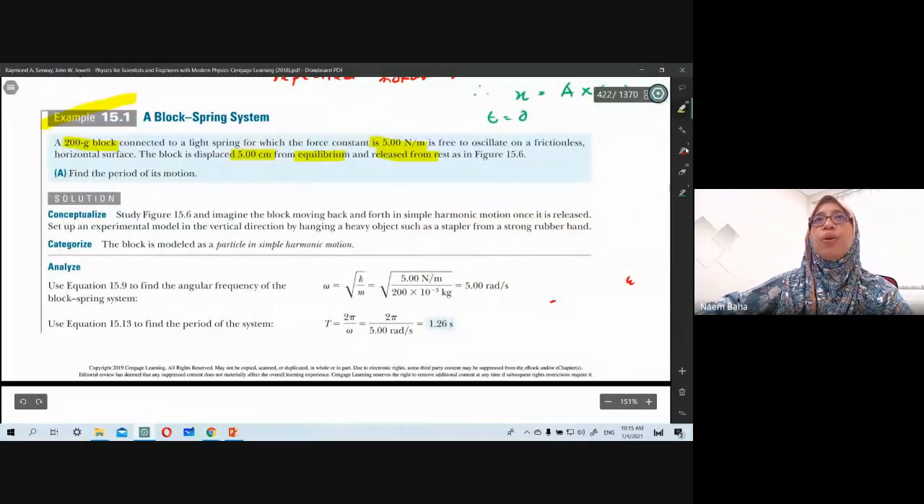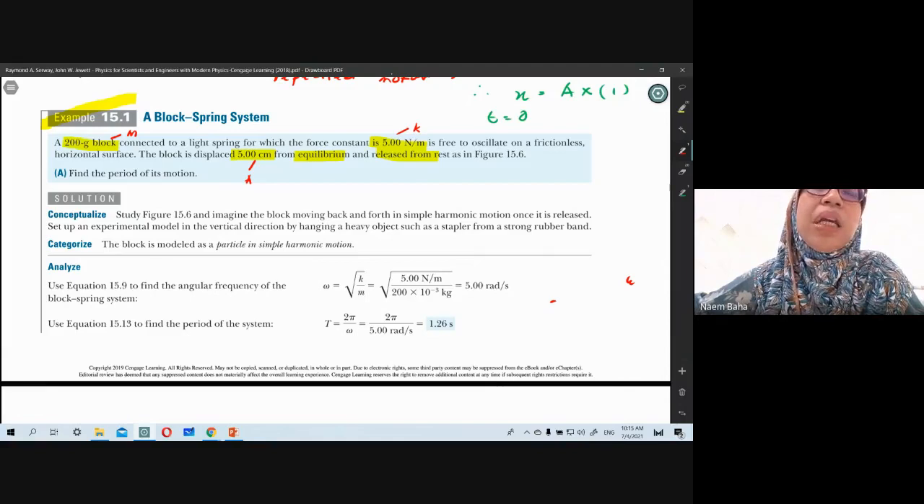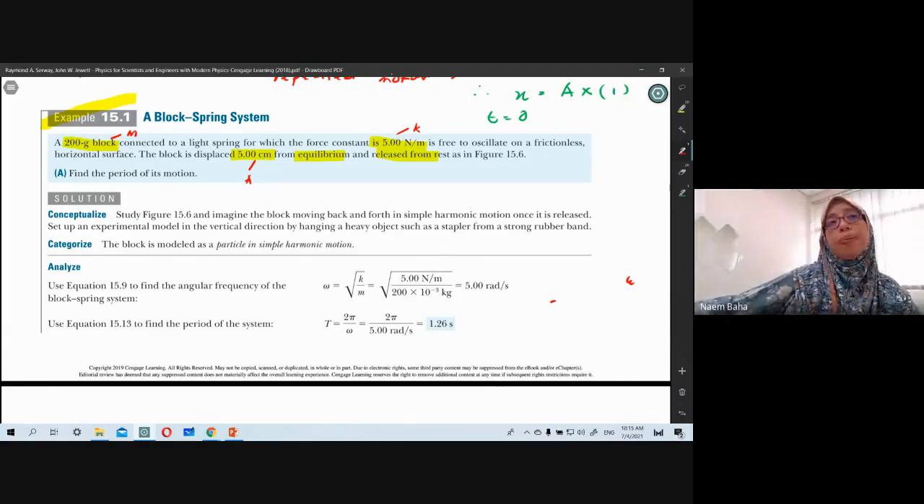Alright, and therefore, let's jot down. This is our A value. This is our K value. This is our mass value. So it's not the mass of the spring. In fact, we assume the spring is massless, or else there will be an additional acceleration, deceleration. Okay.